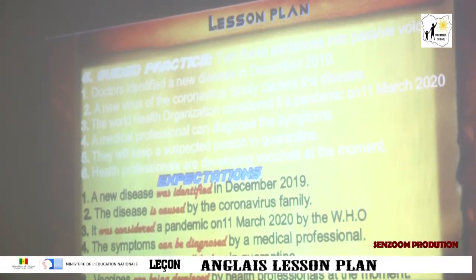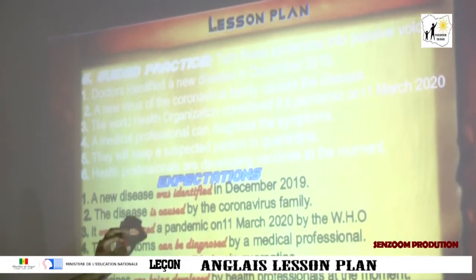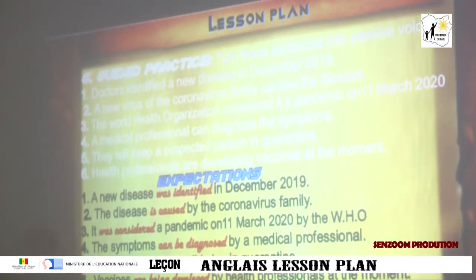Sentence number 3, it was considered a pandemic on March 11th, 2020 by the World Health Organization. Sentence number 4, the symptoms can be diagnosed by a medical professional. Modals, you have here a modal in the passive voice: can plus be plus past participle. So whenever you have modals such as can, must, may, should, you have to write first the modal plus be plus the past participle. Can be, must be, should be.